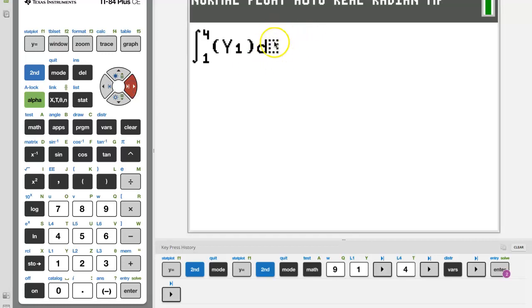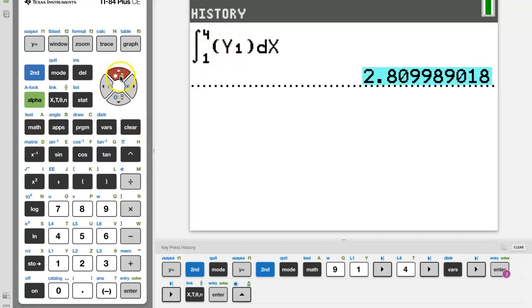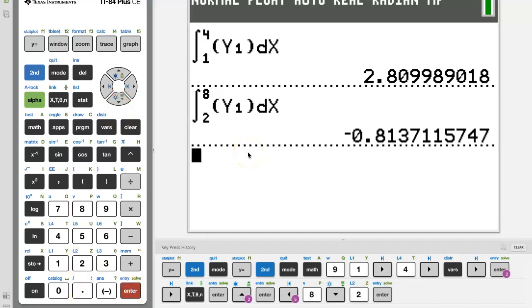And then what am I taking the variable with respect to? X. We have our dx. All right, and I hit that, and I get my answer. All right, so that's simple. And then you can redo it if you had to find multiple times. It's going to be a lot easier if you have this y1. I can even copy and paste it. If I go up here, highlight it, hit enter again, I can put in different bounds really quickly and find a different one.